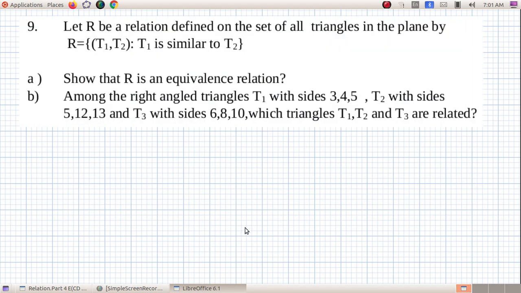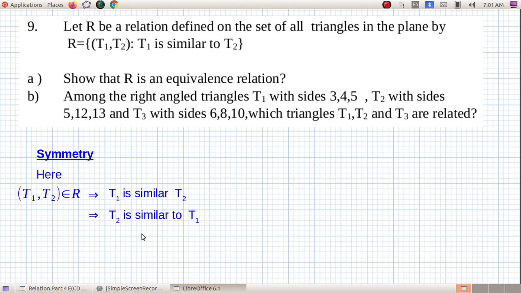Now we are going to check symmetry. For the relation to be symmetric, whenever (T1, T2) belongs to R, we want to show that (T2, T1) also belongs to R. (T1, T2) belongs to R implies T1 is similar to T2. It means that T2 is similar to T1. It means that (T2, T1) belongs to R, and hence the relation is symmetric.